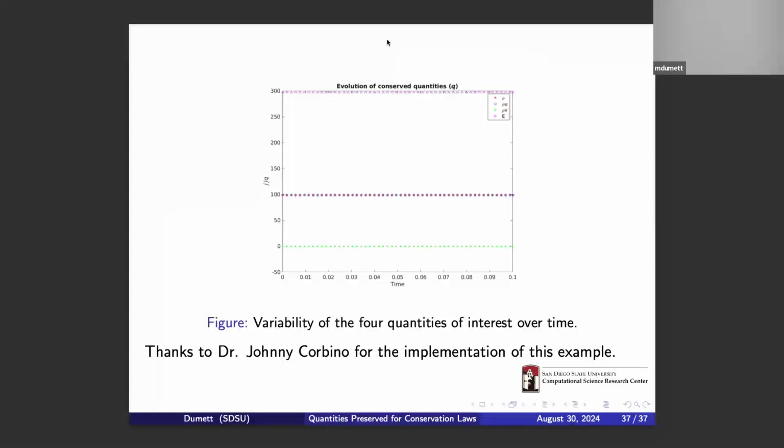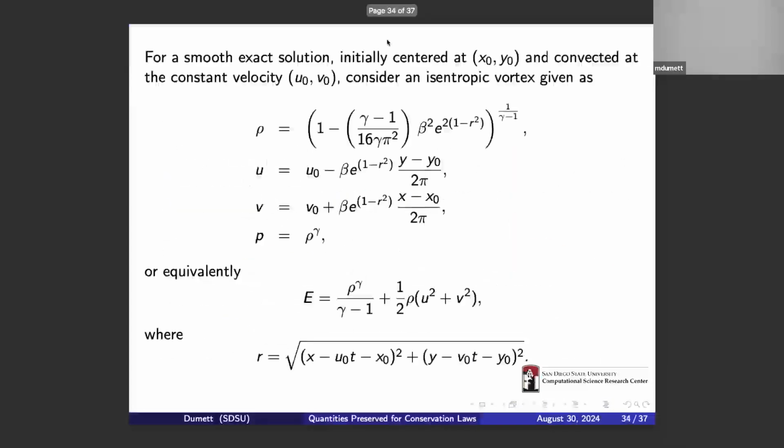We have this other, you see the evolution of the conserved quantities in this particular case. I think it's the mass conservation, but you will have the same picture for all the momentums and energy. And I have to thank Dr. Johnny Corbino for the implementation of this example. And that's it. I think, yes, this is the last slide.